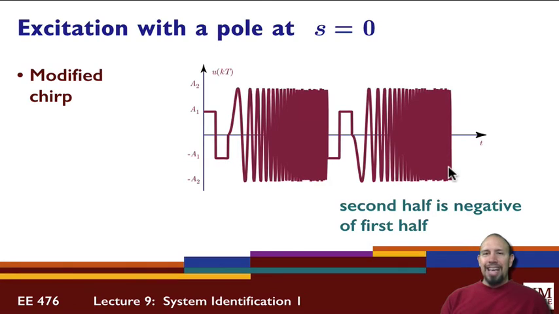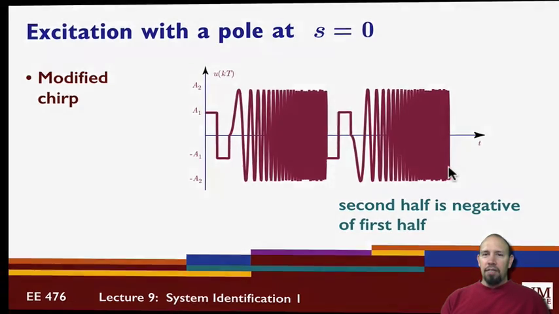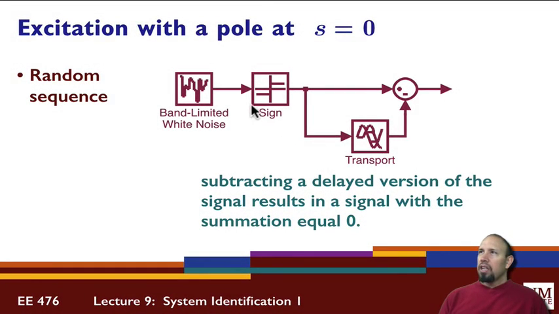Here is another example of a random sequence. A random binary sequence can be obtained by taking a random sequence like band-limited white noise and putting it through a sign function. If the signal is positive, it will give a 1. If the signal is negative, it'll give a -1. That is how to generate a random binary sequence.